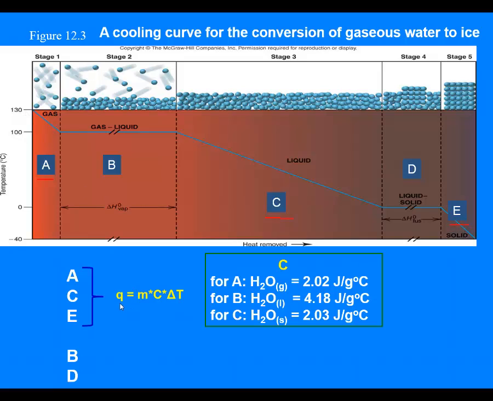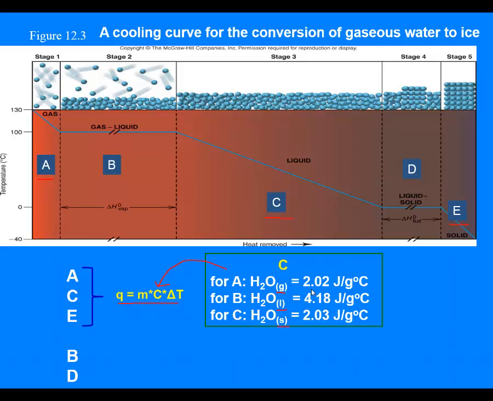So I'm going to use a specific heat equation. All right? So regions A, C, and E here all use a specific heat equation. And if I'm looking at H2O in each of these cases, the substance is always going to have the same particles, the water molecules, whether I'm in water vapor, or I have liquid water, or I have the water molecules organized in a solid lattice in the ice. Now, what differs with this calculation as I have the different states of matter is the specific heat value. The specific heat value is unique to each different state of matter that we're looking at.